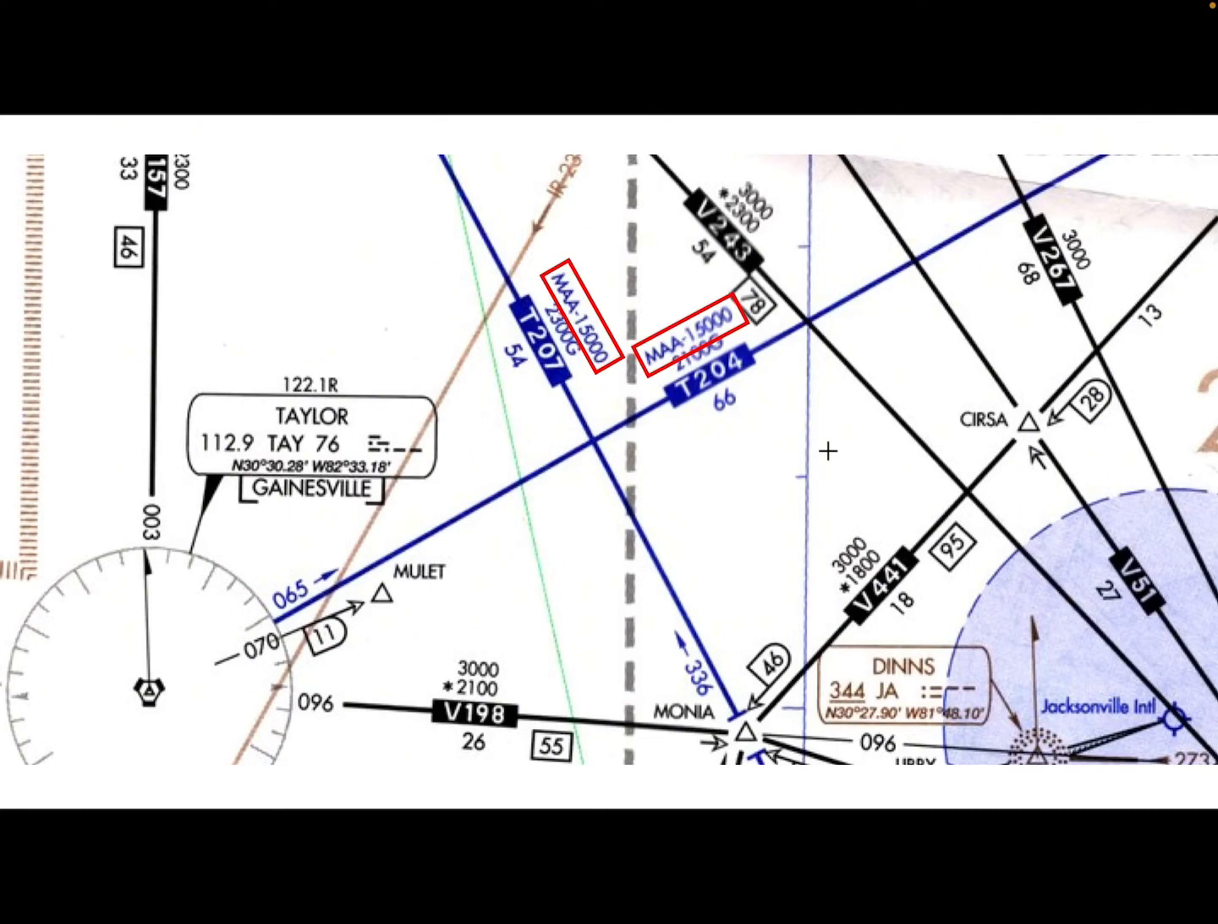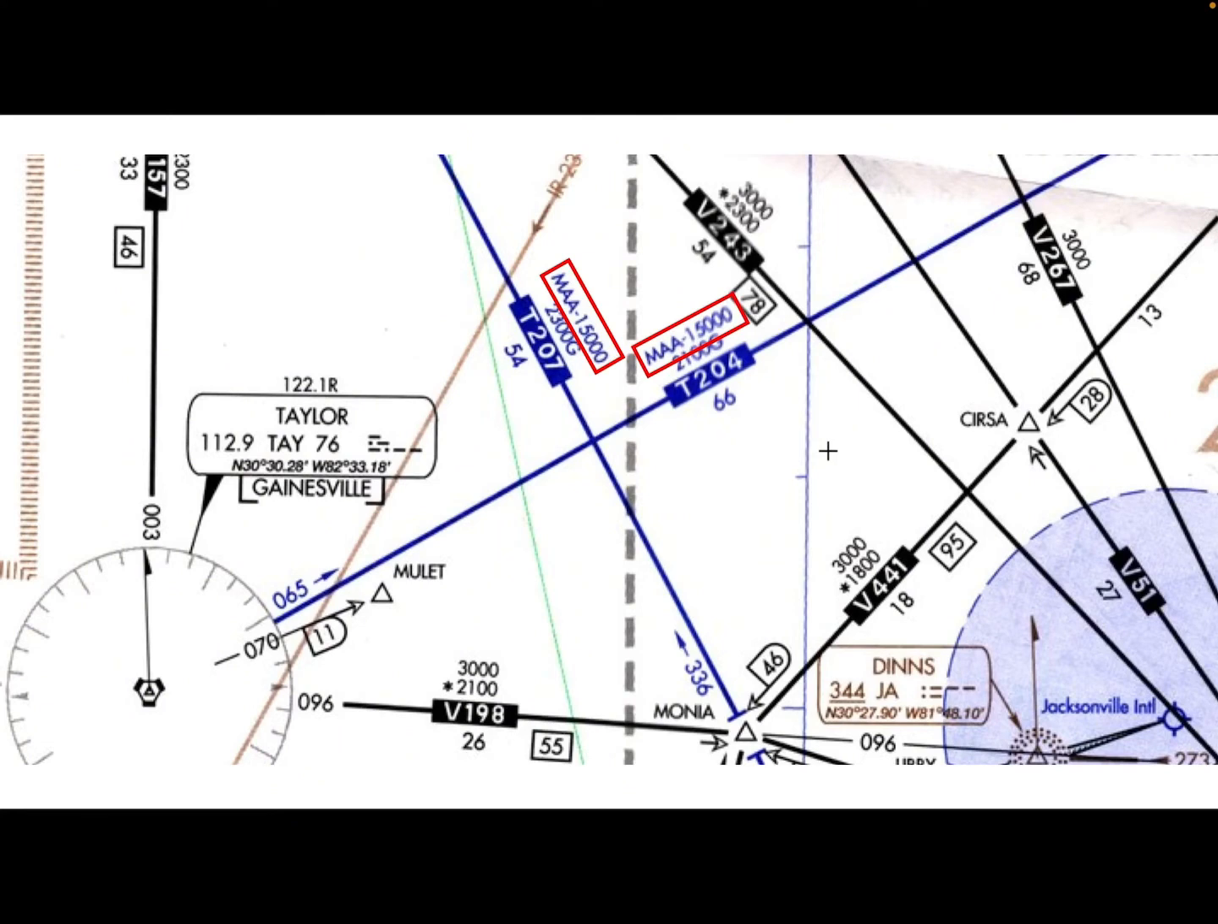On this T route we see here, your minimum altitude is the GPS MEA at 2,300 feet on T207 or Tango 207 and 2,100 feet on Tango 204. And your maximum altitude is 15,000 feet on both.